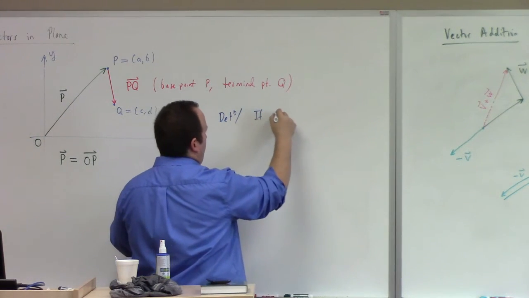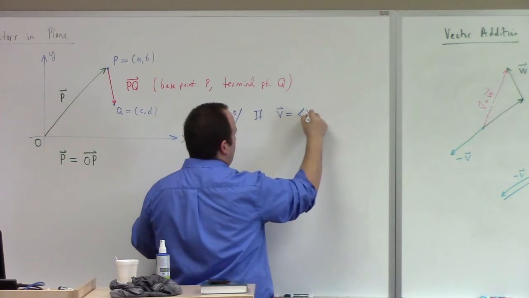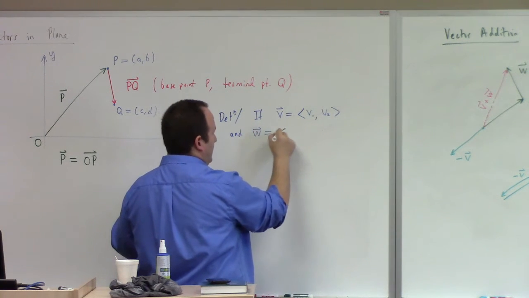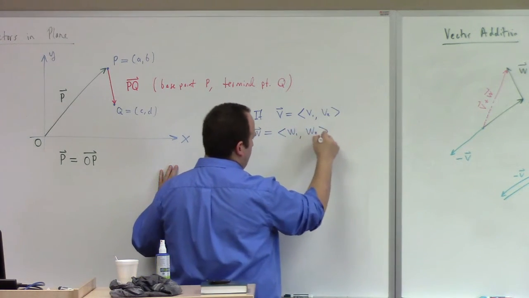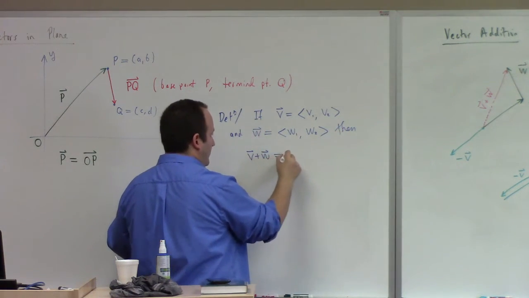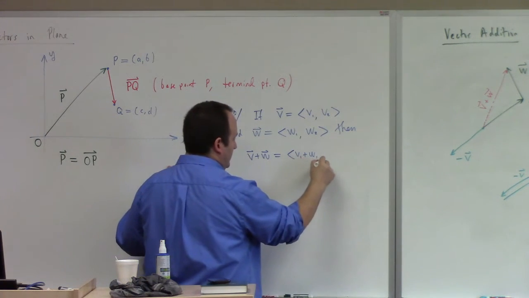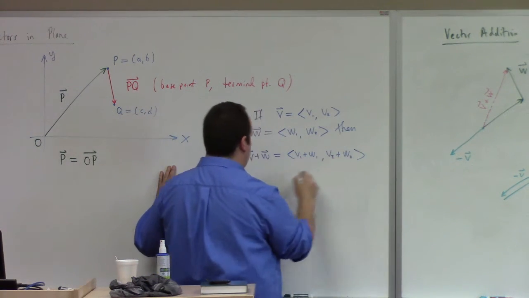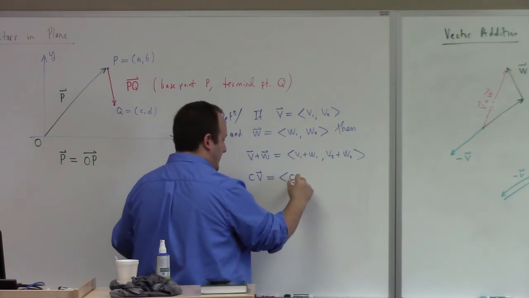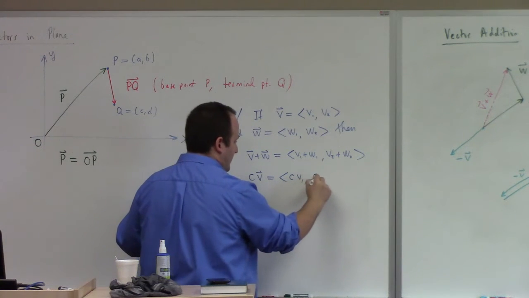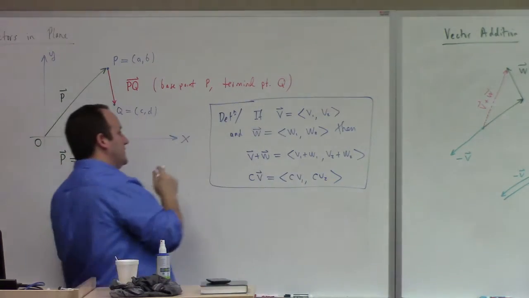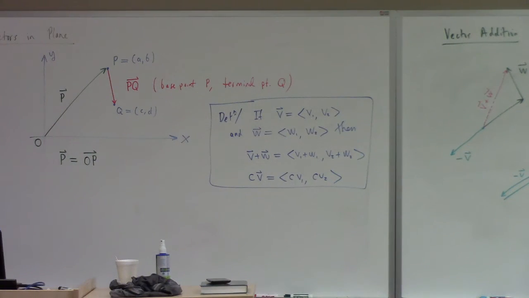If V is equal to (V1, V2) and W is equal to (W1, W2), then V plus W is equal to (V1 plus W1, V2 plus W2), and also C times a vector V is (C times V1, C times V2). So here are the actual definitions of vector addition and scalar multiplication.